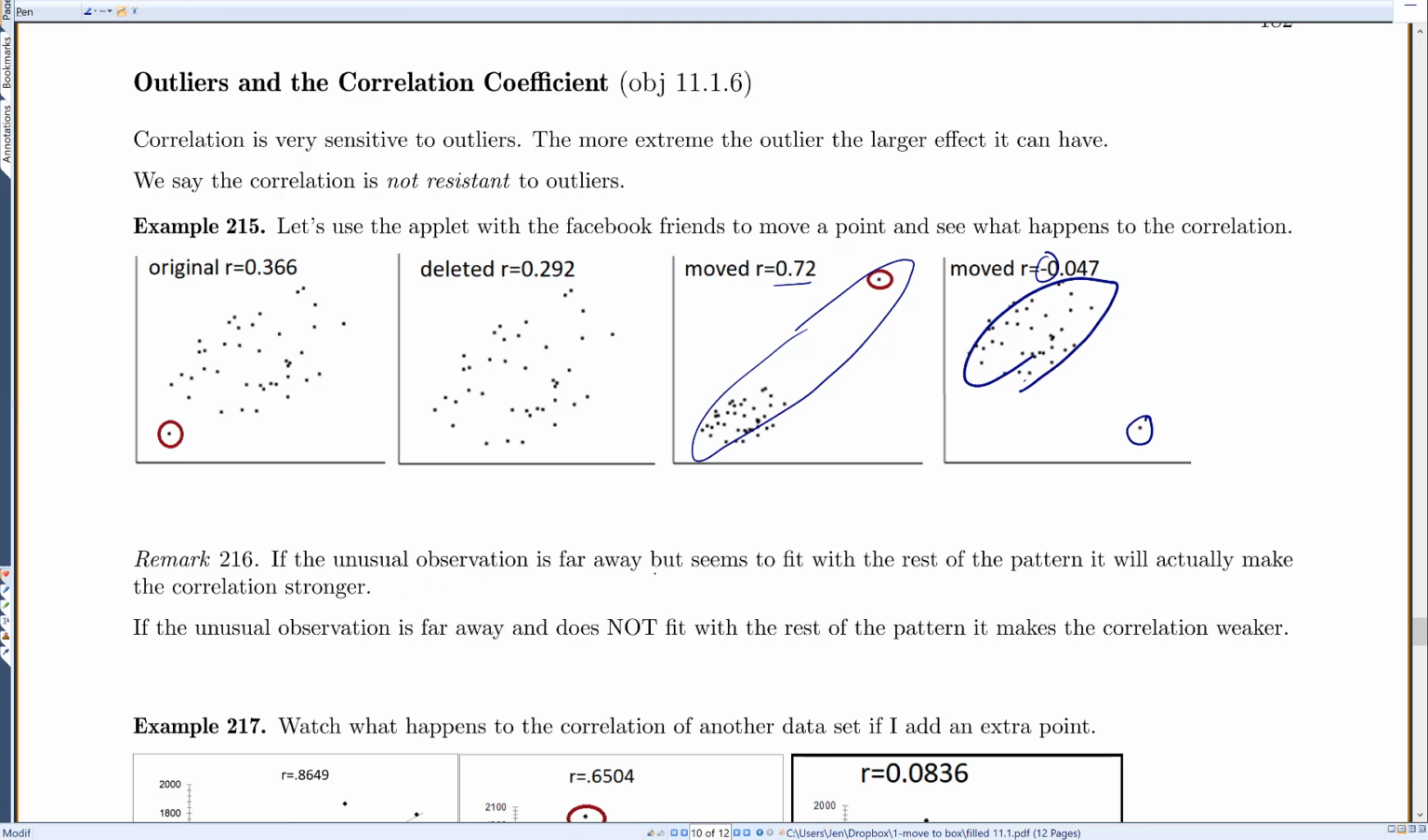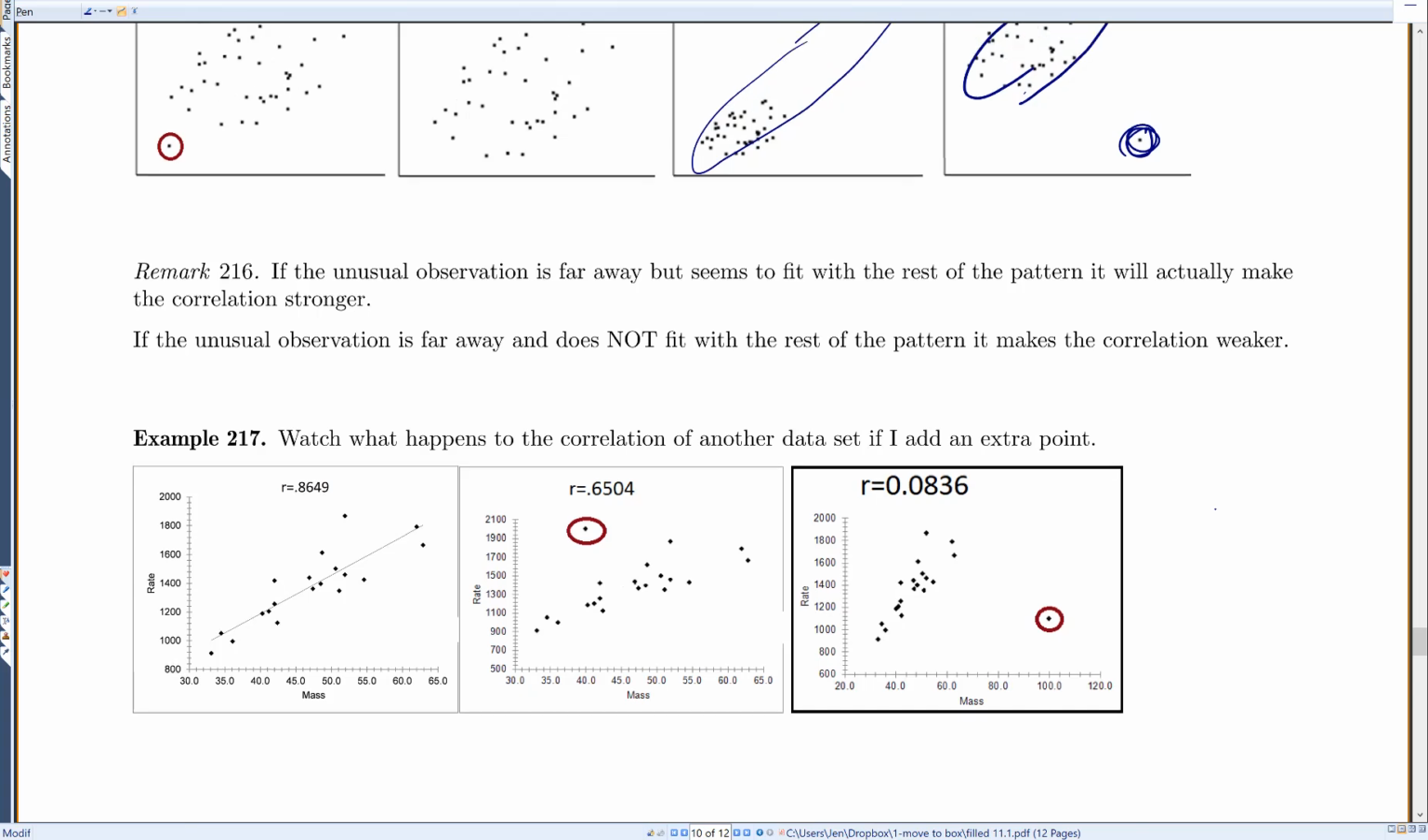So if the unusual observation is far away, but it seems to fit with the rest of the pattern, like this one right here fits with the pattern but far away, it makes the correlation stronger. But if our unusual observation is far away and does not fit with the data, like this one, it makes the correlation weaker. But really what you have to remember is that a single point can completely change your correlation.